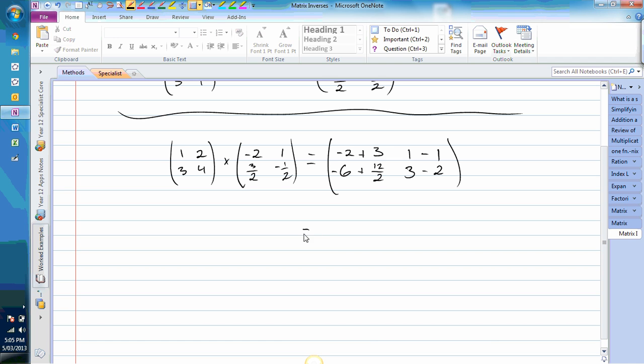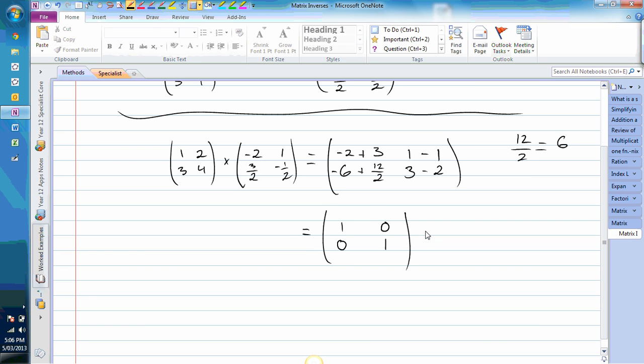Alright, let's tidy this thing up. Top left corner, minus 2 plus 3 is just 1. Top right, 1 minus 1 is 0. Bottom left, minus 6 plus 12 on 2. Now 12 on 2 is the same as 6. So this is really minus 6 plus 6. Minus 6 plus 6 is 0. Finally, the bottom right corner, 3 take away 2 is just going to be 1. And we get this matrix here.